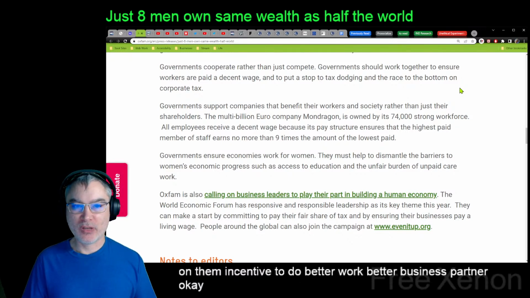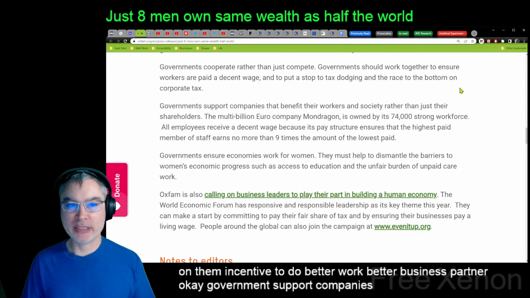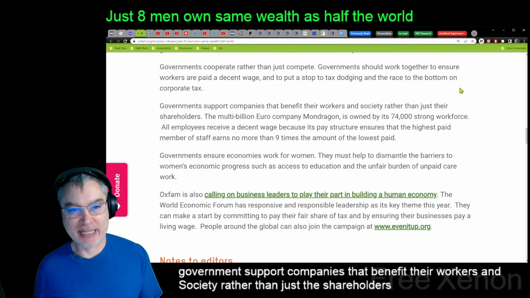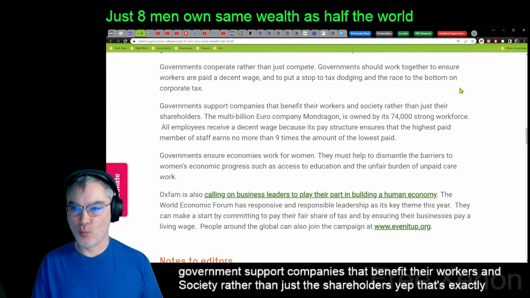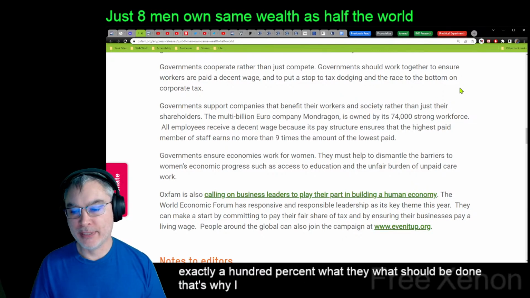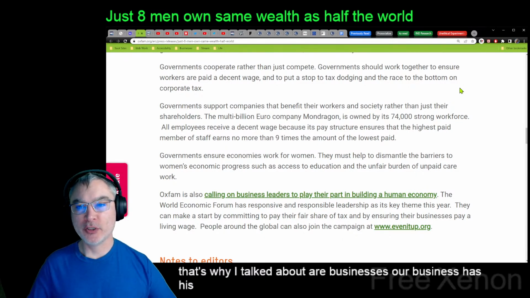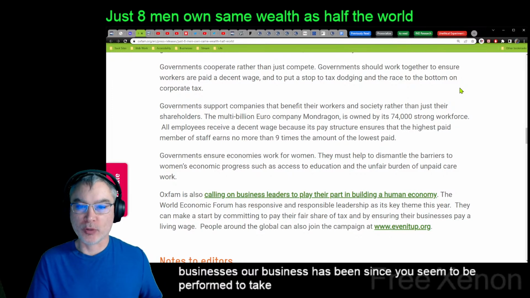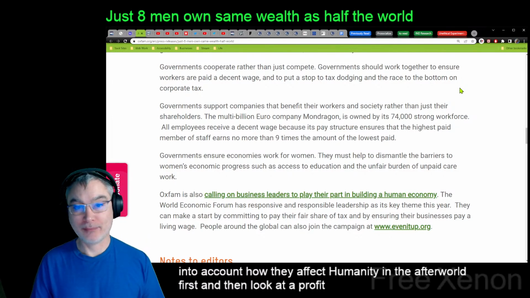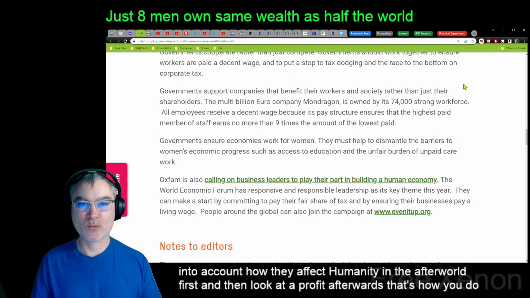Okay. Governments support companies that benefit their workers and society rather than just the shareholders. Yep, that's exactly 100% what should be done. And that's when I talk about how our business entities need to be reformed to take into account how they affect humanity and the natural world first, and then look at profit afterwards. That's how you deal with that.